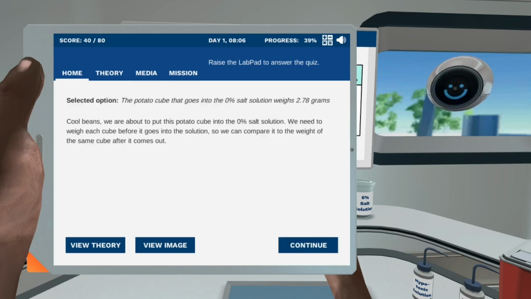Cool beans, we are about to put this potato cube into the 0% salt solution. We need to weigh each cube before it goes into the solution so we can compare it to the weight of the same cube after it comes out.